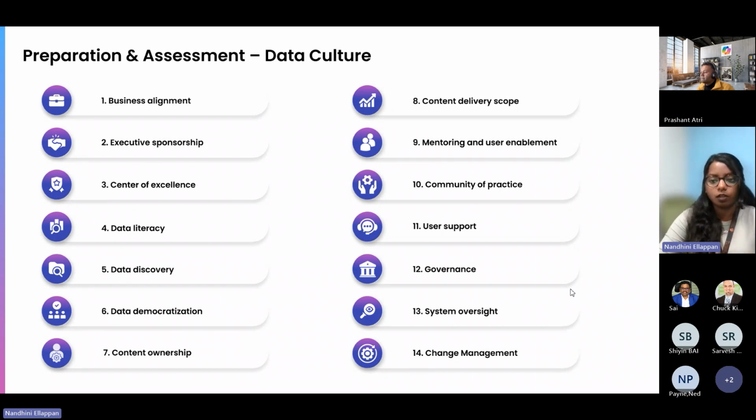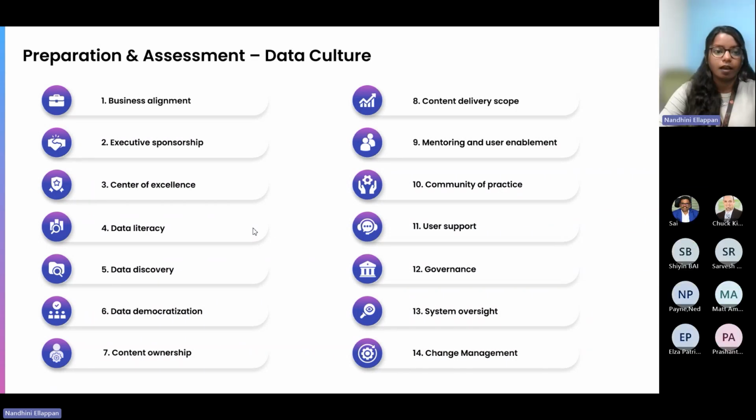So, to avoid this, in the preparation and assessment phase, we would have two primary blocks of assessment. The first one is the assessment of our data culture. Like Prashant mentioned in the previous slides about data culture, we have different areas within the data culture that need to be evaluated.